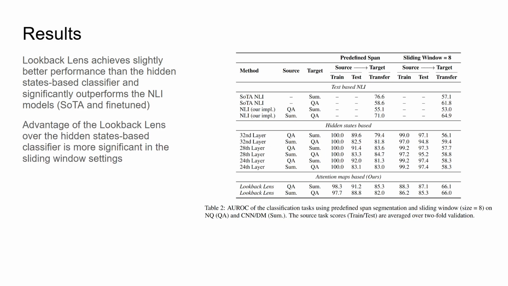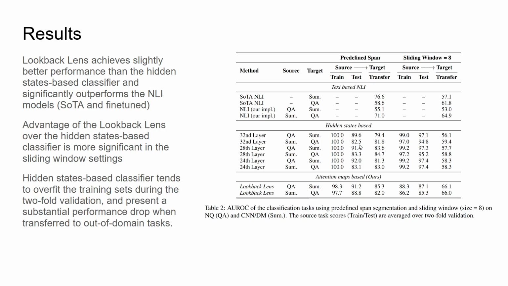You can see the utility is more significant in sliding window settings, and I guess they say this based on the transfer scores, which are like 7% higher than even the max 59.4 here. And then hidden state based classifiers tend to overfit during the twofold validation. And once you go out of domain, they have a sharp drop. So you go from 100 same domain test to get an 11%, 10.4% drop, and then you here get like a 20.6% drop.